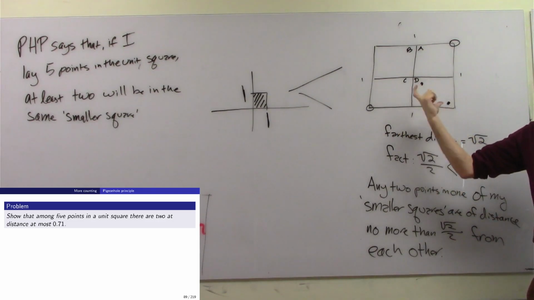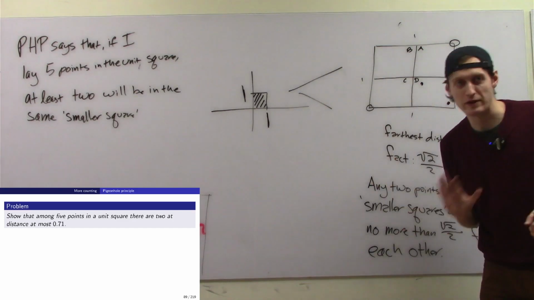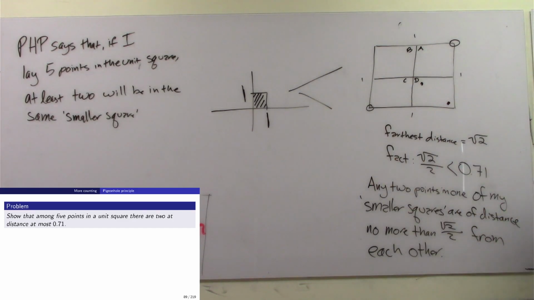The distance between those 2 points has to be less than root 2 over 2, which is less than 0.71. So that guarantees what we need from there. Those 2 points will satisfy the property I'm looking for. Cool. Questions on this one?